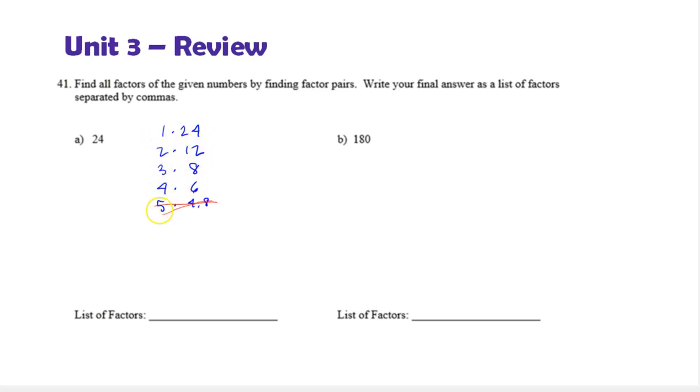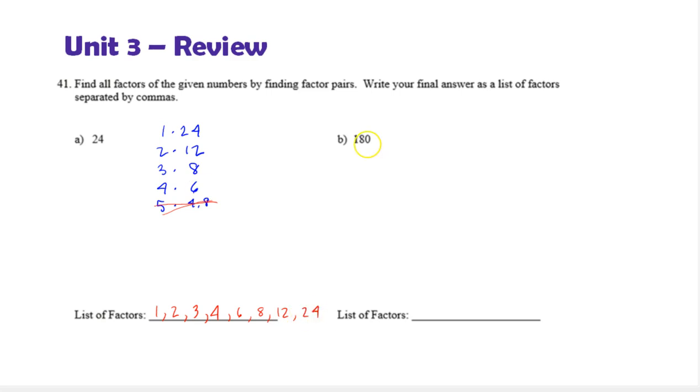When the left-hand number is larger than the right-hand number, that means you can stop and that you've checked all of the possible factors. So now I know all of these numbers are factors of 24 and they're the only factors of 24. So I can write my list. I start on the left. Let's write them in order. So 1, 2, 3, 4, and then circle around, and then you'll keep them in increasing order. 6, 8, 12, and 24.